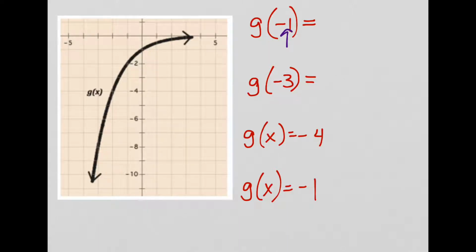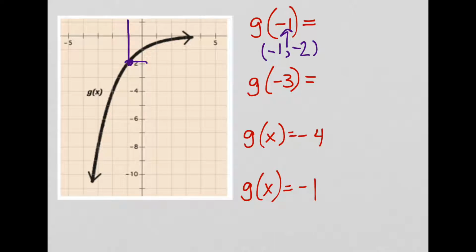X must be negative 1 because there's a little negative 1 living where x usually lives. That means that x must be negative 1. So where does x equal negative 1? Right here is where x equals negative 1. Boom. And I ran into my function at negative 2. So that's the point that I'm talking about.